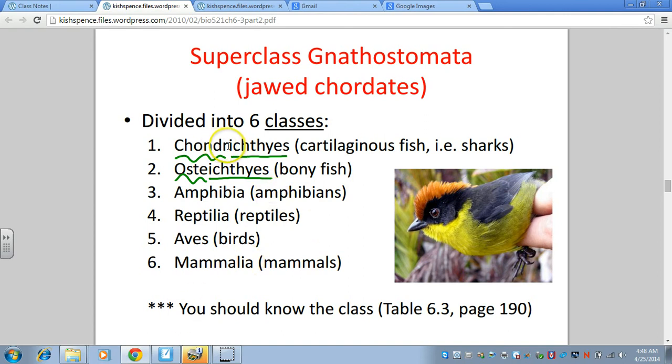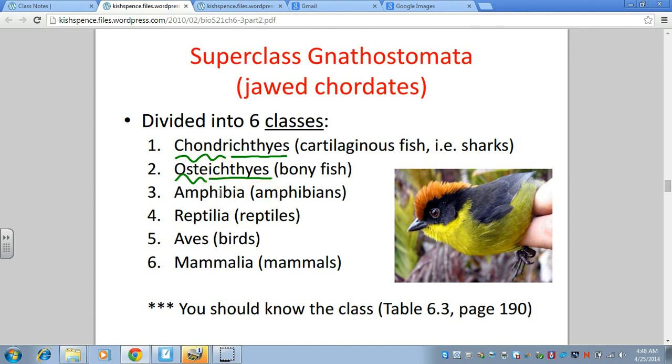So the first 2 classes are fish. Ichthyes means fish. The first one is Chondrichthyes, and chond means cartilage. So they are the cartilaginous fish, and their skeleton is made up of only cartilage. There's no bone in their skeleton, and they include sharks, skates, and rays. Osteo, you've probably heard of osteoporosis, and that means porous bones. It's an illness where they have pores or holes in their bones and they break easily. So osteo means bones. So Osteichthyes is the bony fish.